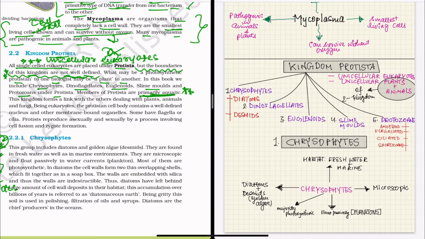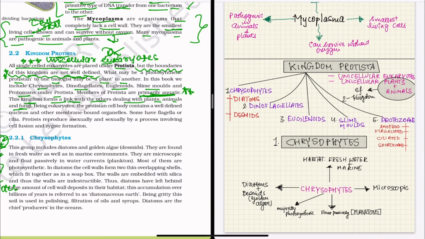This kingdom forms a link with others. In the evolution chapter it is a studied topic, what links one thing to another. So this kingdom forms a link between the plant and animal kingdoms. This kingdom forms a link with others dealing with plants, animals, and fungi.